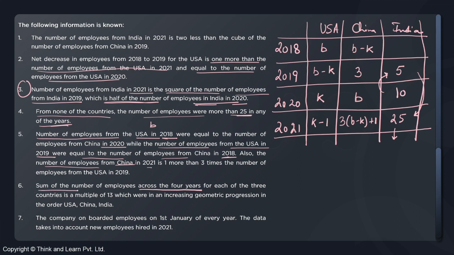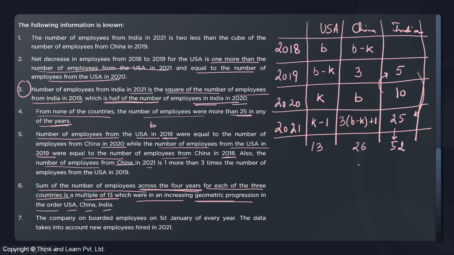Next, the sum of the number of employees across the 4 years for each of the 3 countries is a multiple of 13. So these totals are multiples of 13, which were in an increasing GP series in the order USA, China, India. Increasing GP series in multiples of 13 can only be 13, 26, 52.